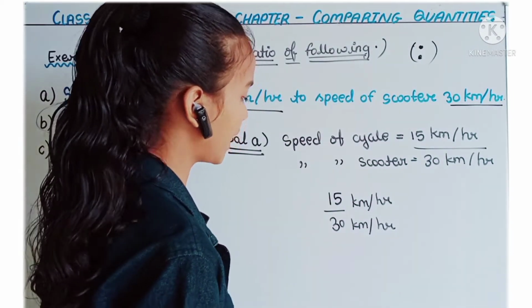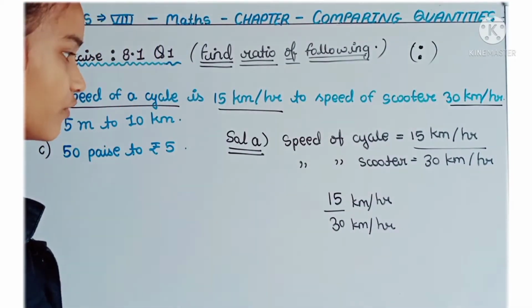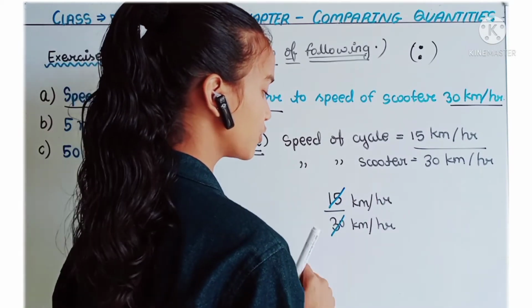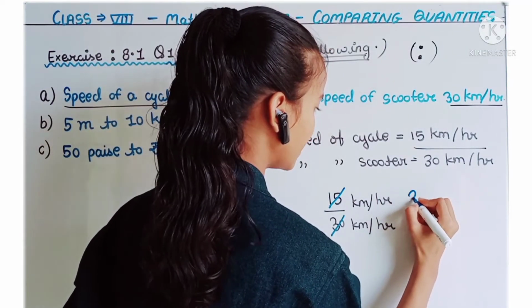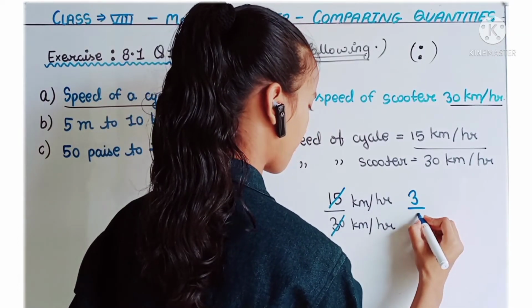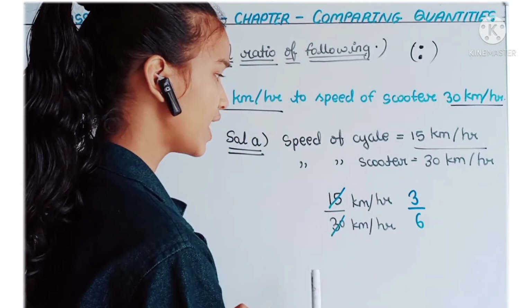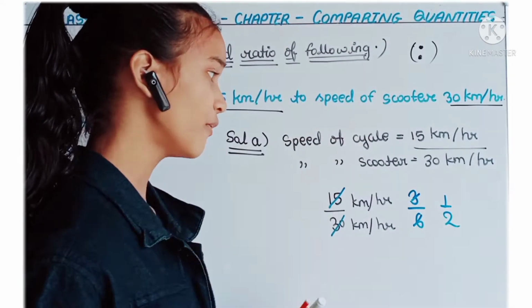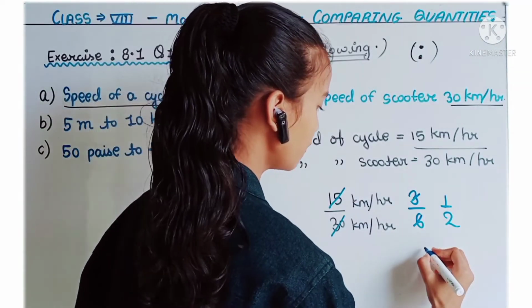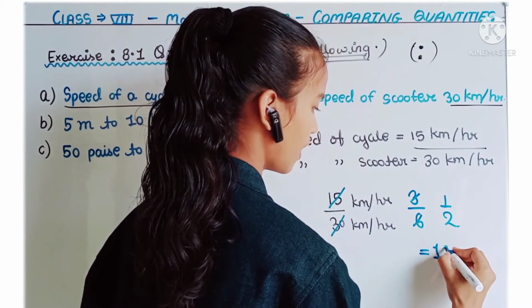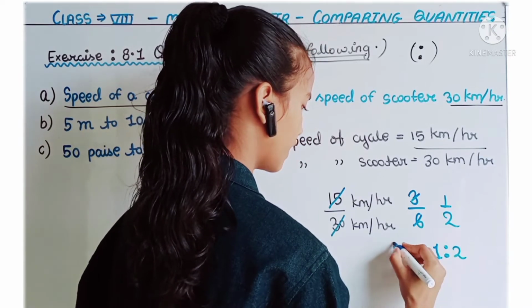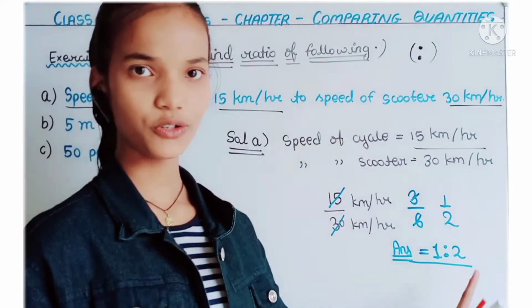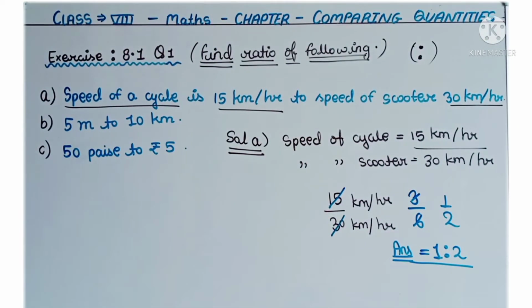Now what do we have to do next? We have to solve it. 15 upon 30, we will cut them by 5. 5 threes are 15, upon 5 sixes are 30. After that we also divide by 3, so we get 1 upon 2. Now we can't solve it further, so we write it in ratio form. How to write it? 1:2. This will be the answer of the first part of this question. Now let's come to the next part.